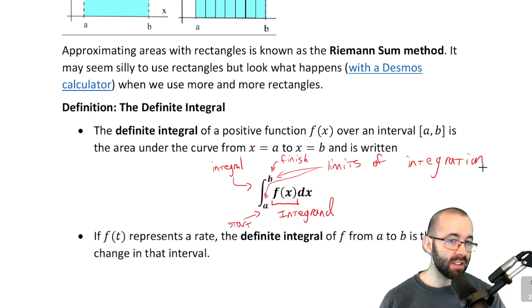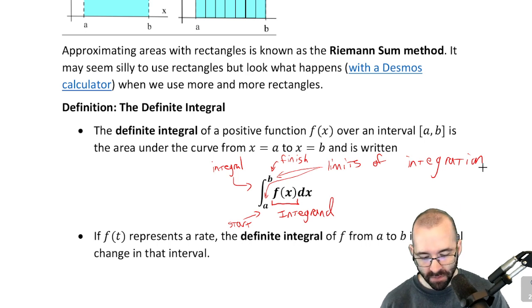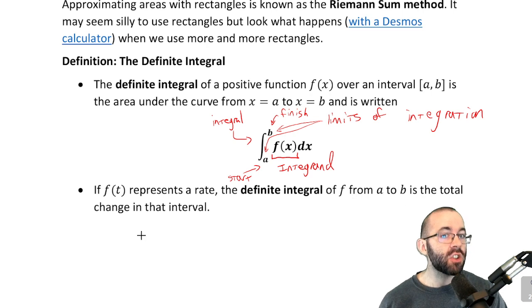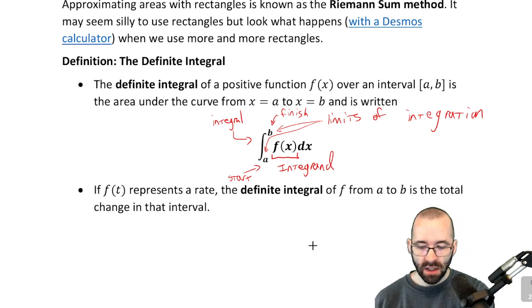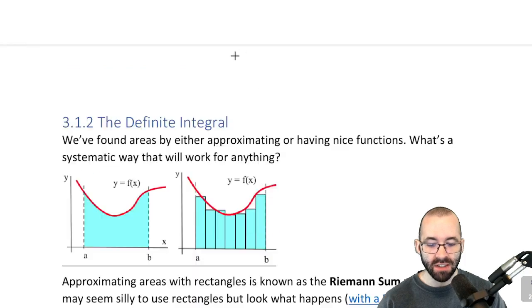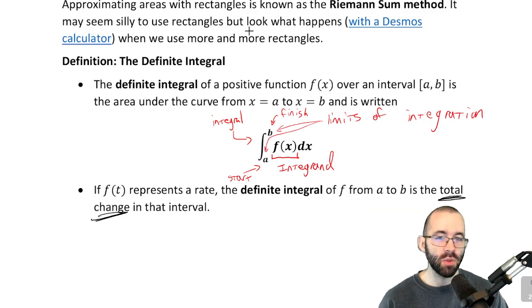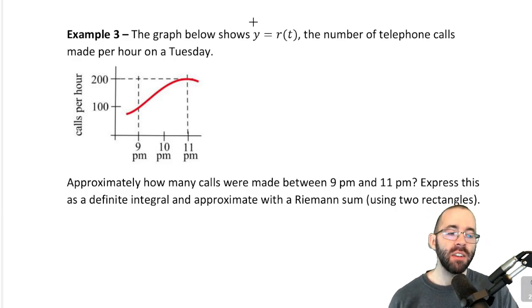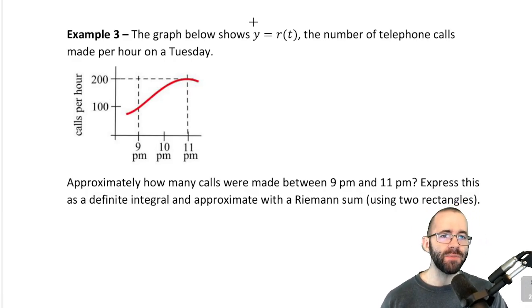This is what an integral looks like. This is how we write it, and it just means the area under the curve of that positive function. And then more formally, kind of what we said in the last video, if f is a rate, then the definite integral is the total change in that interval. So the total change in flow, the total change in distance from that car. That's what we've got here. Let's use that in one example here, and then in 2 or 3 more examples in the next video.